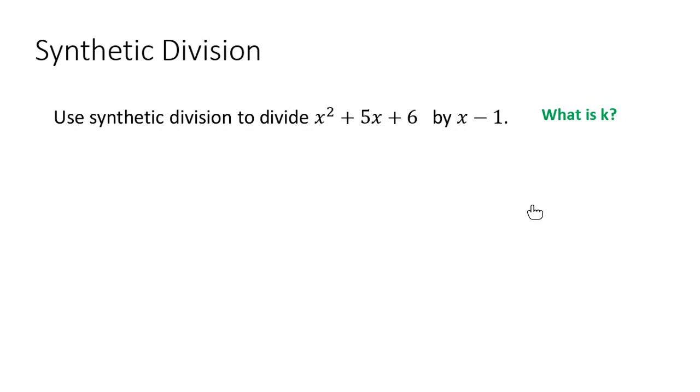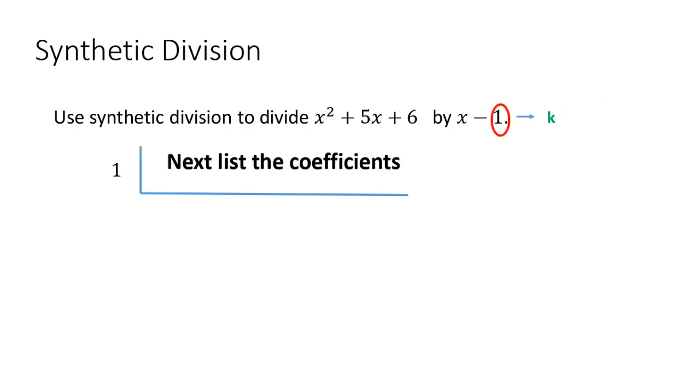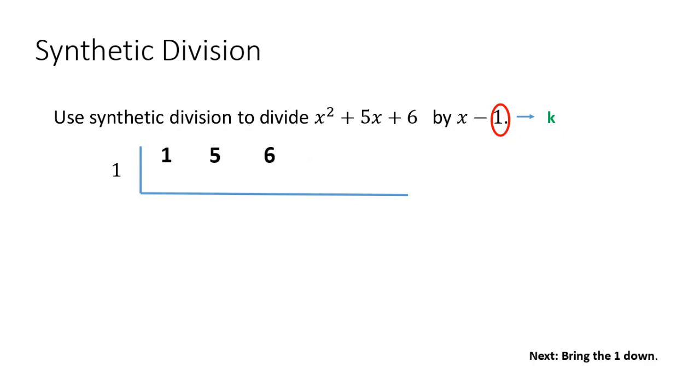Okay, so that's your divisor, right? So your k comes from the divisor, which would be the 1. In this case, k is going to be 1. Then we're going to list the coefficients. So your coefficients are 1, 5, and 6. So we write them here.